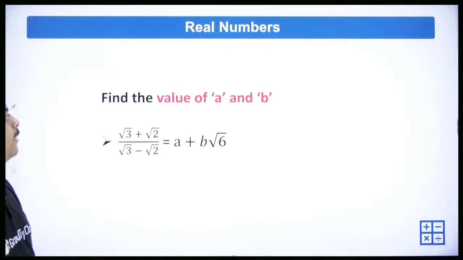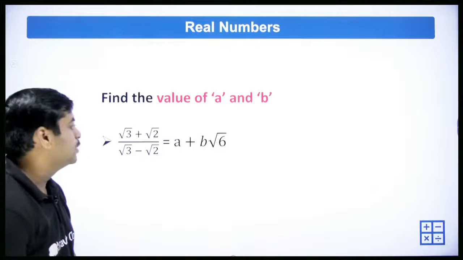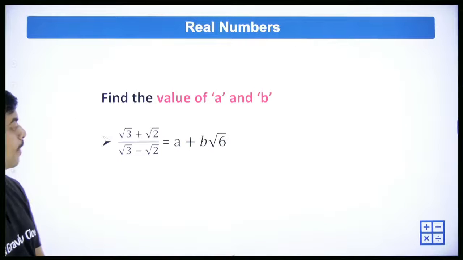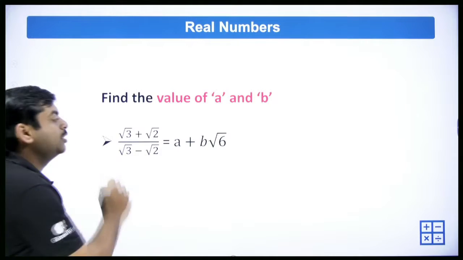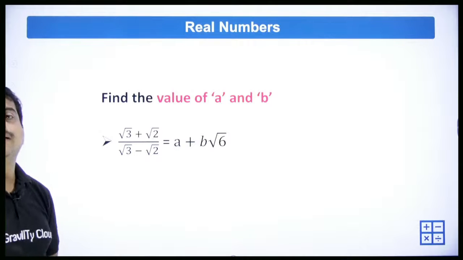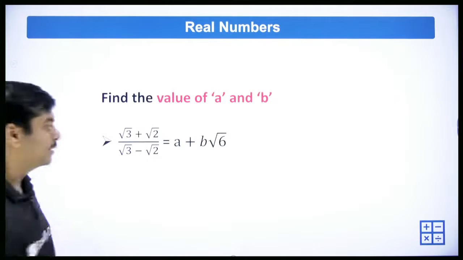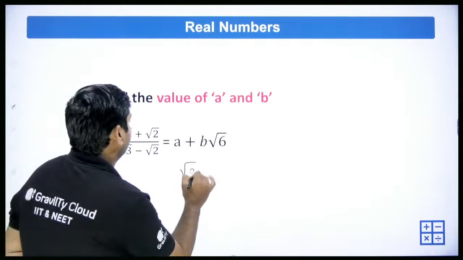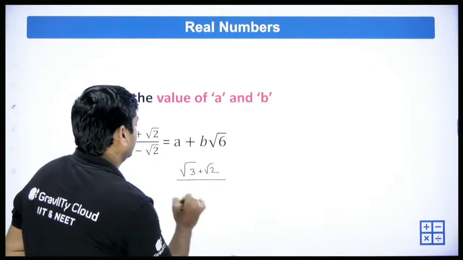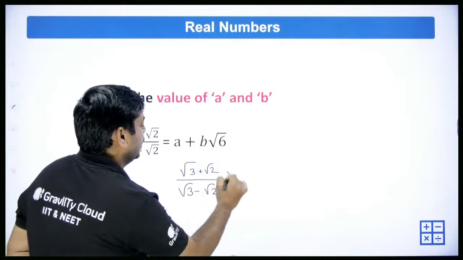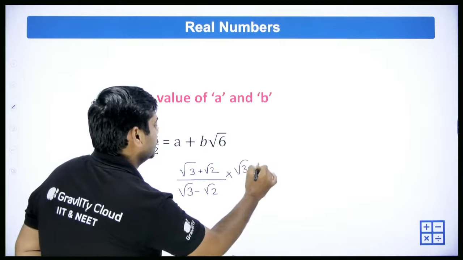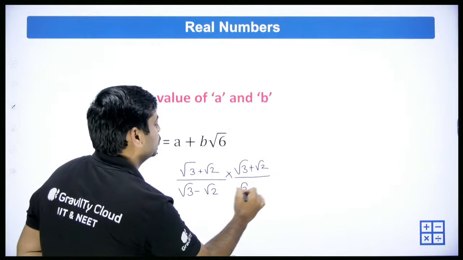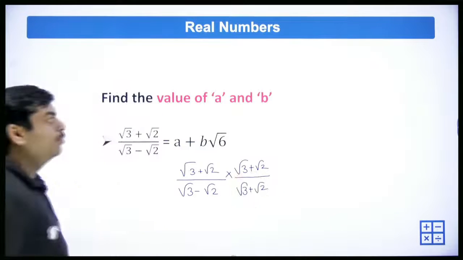So next, moving ahead, we'll go for find the value of a and b, where it was given root 3 plus root 2 by root 3 minus root 2 is equal to a plus b root 6. You can see here, we have irrational terms in the denominator. So let's try to eliminate them. That means rationalizing. Root 3 plus root 2 by root 3 minus root 2. So I multiply with root 3 plus root 2 by root 3 plus root 2.